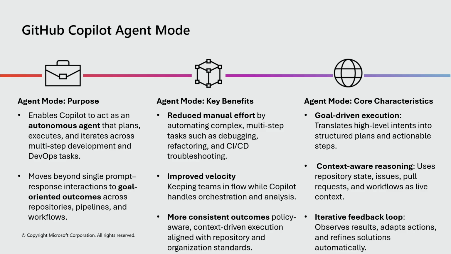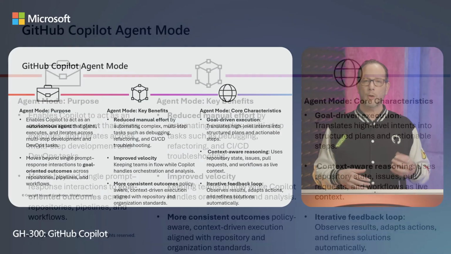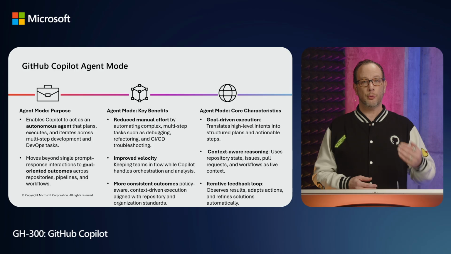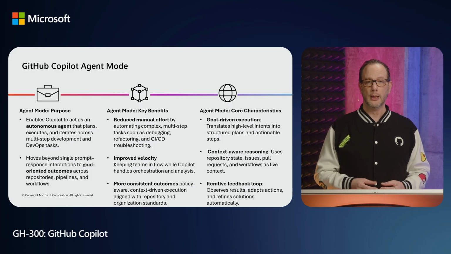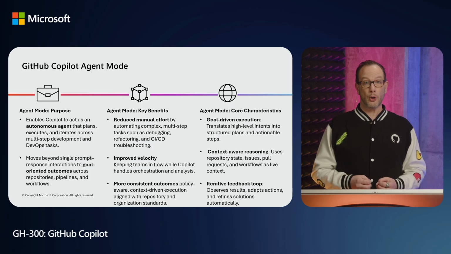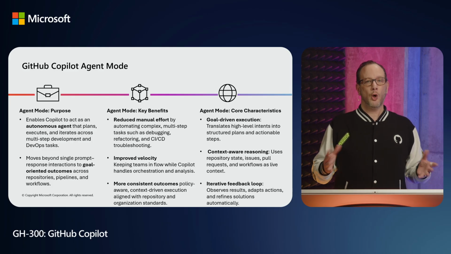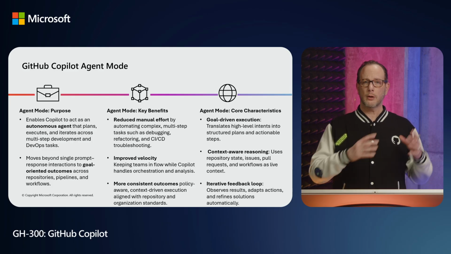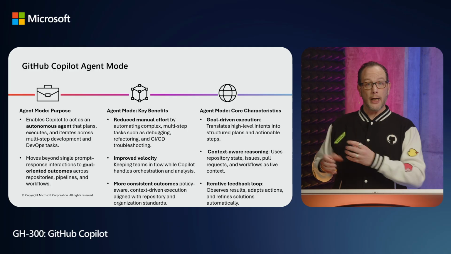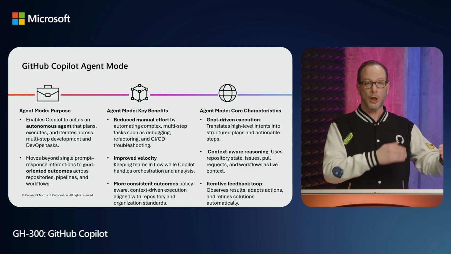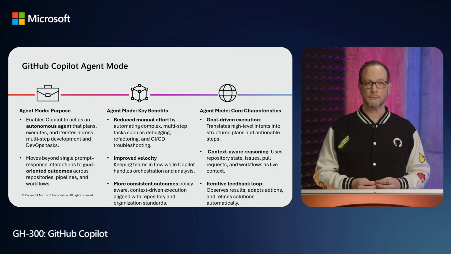The real value comes from how agent mode uses that context. By understanding repository state, looking at issues, pull requests, and workflows, Copilot produces more consistent and policy-aware outcomes. Overall, the benefit is clear. Less manual effort, but higher velocity and way better alignment with how teams are already working today.